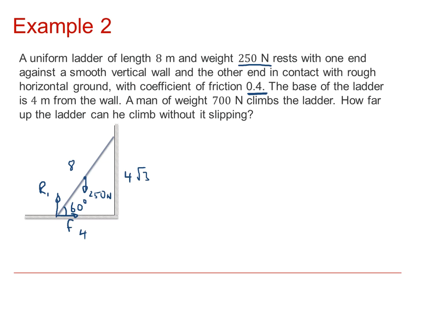We're then told that a man of weight 700 newtons climbs up the ladder to some position here, so it's resting at this point, 700 newtons, and the question is asking us how far up can he climb before the ladder starts to slip, so we're on the point of slipping.